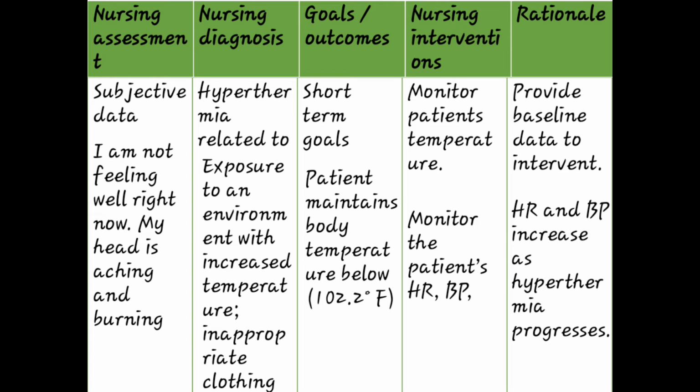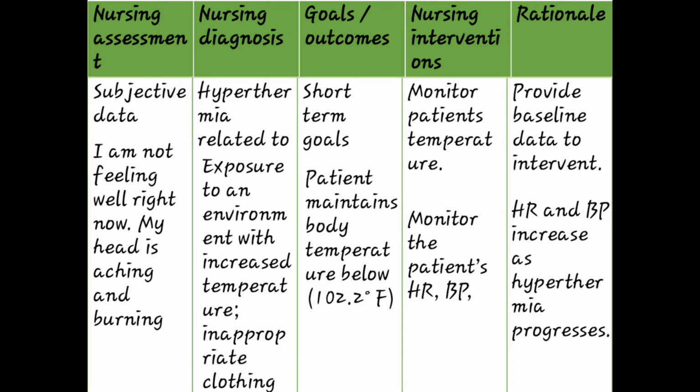Okay, so in the interventions part, firstly we should reassess the patient. We should assess some things, like monitor the patient's temperature, because it provides the baseline data to intervene. So you have to monitor and report it here on the intervention part only. Then monitor the patient's heart rate and BP.